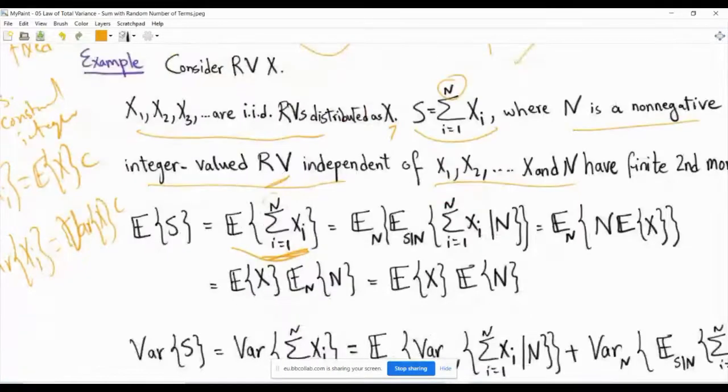Okay, so here is the trick. You want to compute this expectation, right? Condition on n first. Treat n as if it is a constant. Condition on n first, and then you will get something that depends on n. Then you have an outer expectation with respect to n. So it is the concept of iterated expectation.